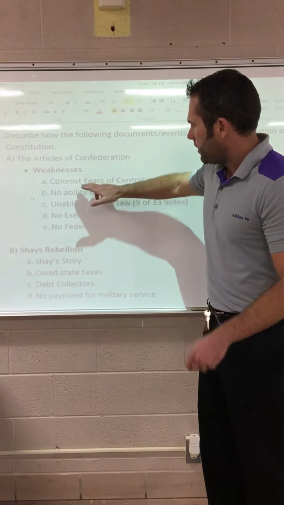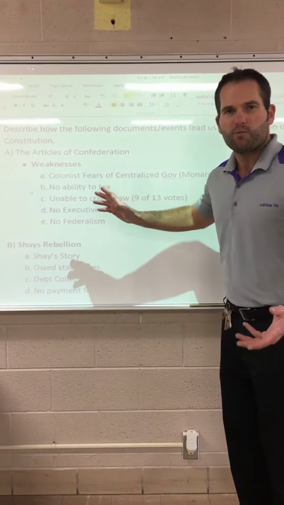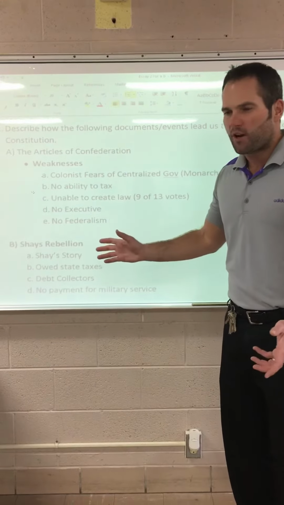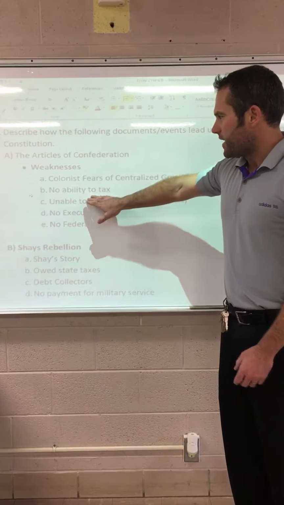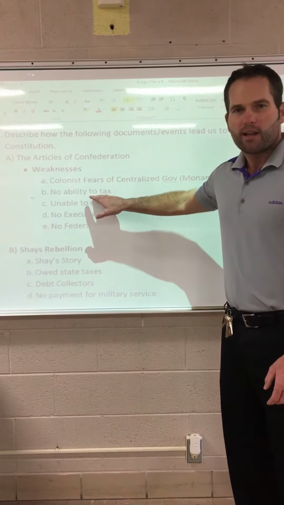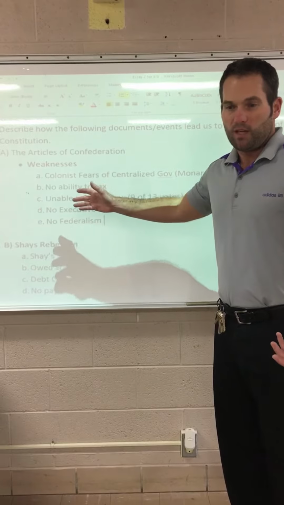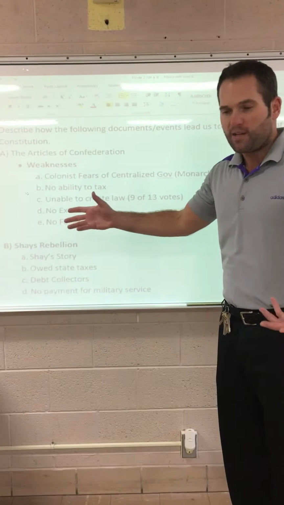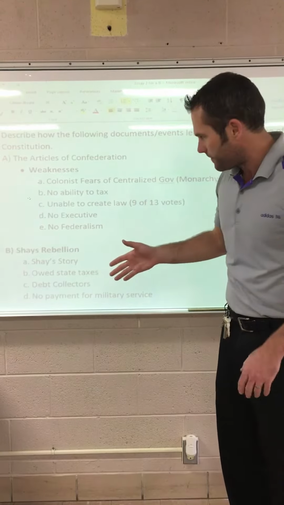So first, you're going to talk about their fears of centralized government. I just talked about it. It's pretty simple. If you're really on your game, you're talking about the grievances of the Declaration of Independence. Second thing you're going to say is that this government had no ability to tax. Why didn't it have any ability to tax? Because each state had their own taxation plan. The Articles had nothing inside of it that said anything about taxation.